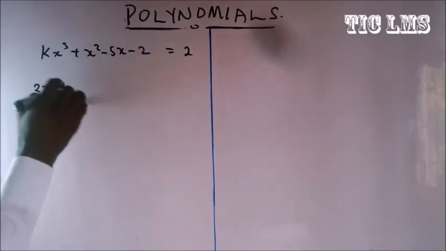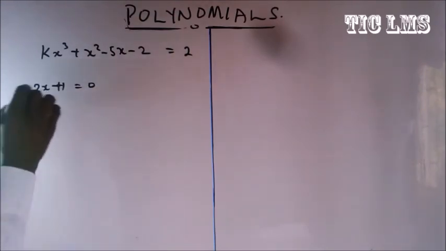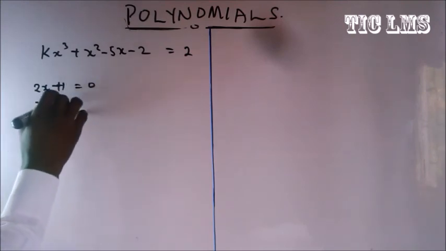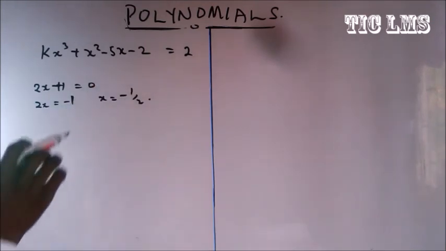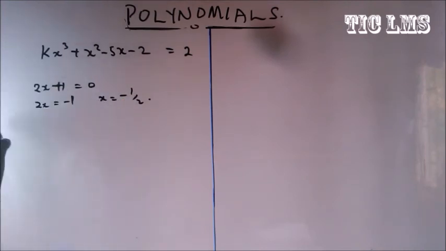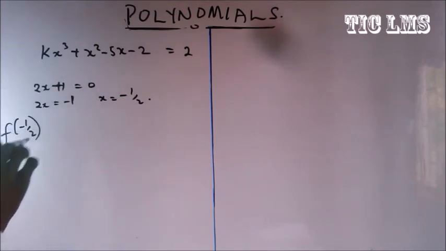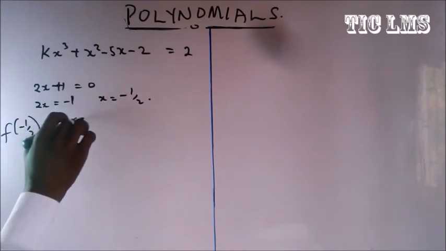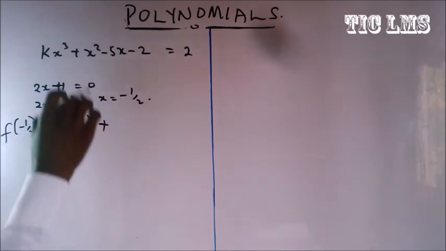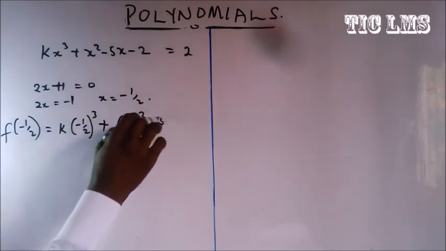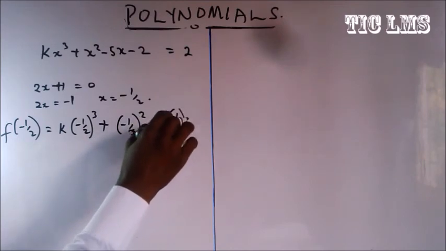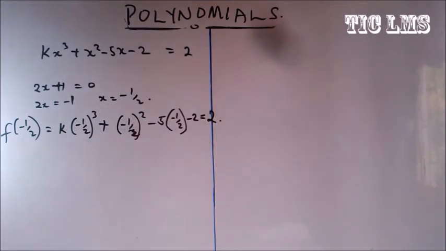So what we'll do first is we equate this 2x plus 1 to 0. And so we'll have 2x equal to minus 1, and so x equal to minus 1 over 2. Next is that we'll substitute x for minus 1 over 2, by having a function of minus 1 over 2 equal to k into bracket minus 1 over 2 raised by 3 plus minus 1 over 2 squared minus 5 into bracket minus 1 over 2 minus 2 equal to 2. Now we'll solve this expression and we'll find the value of k.